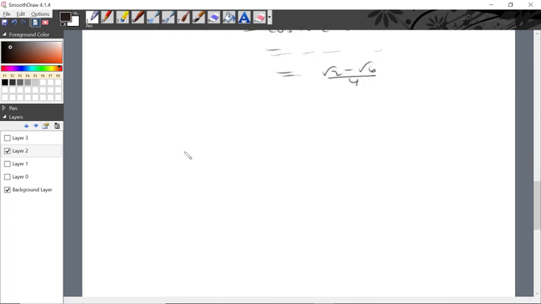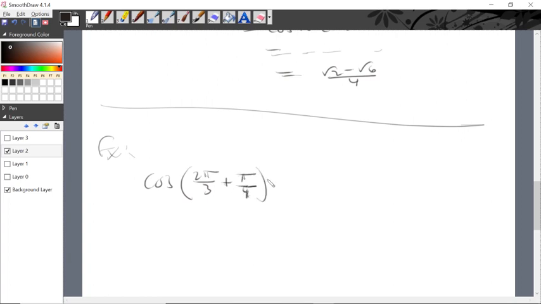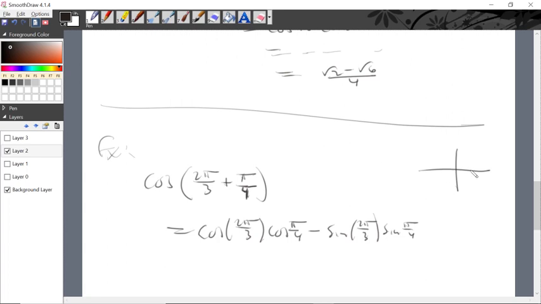For instance, what if we ended up with a sum like the cosine of 2 pi over 3 plus pi over 4, something like that? We can have a multiple of a reference number, like 2 pi over 3, because we know how to evaluate the trigonometric functions at values like that by use of reference number and quadrant. So this would be the cosine of 2 pi over 3 times the cosine of pi over 4, minus the sine of 2 pi over 3 times the sine of pi over 4. Then recall that 2 pi over 3 would push us into quadrant 2. The reference number for that is pi over 3.